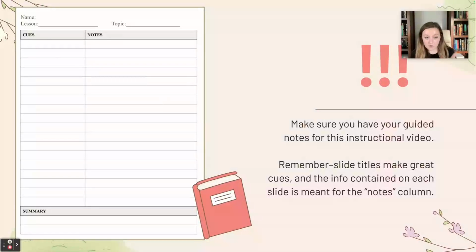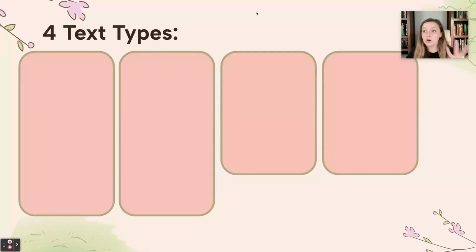So take solid notes. Now, there are 4 main text types. These are like categories that you could sort every piece of writing into. And they all have different purposes and sort of different vibes.